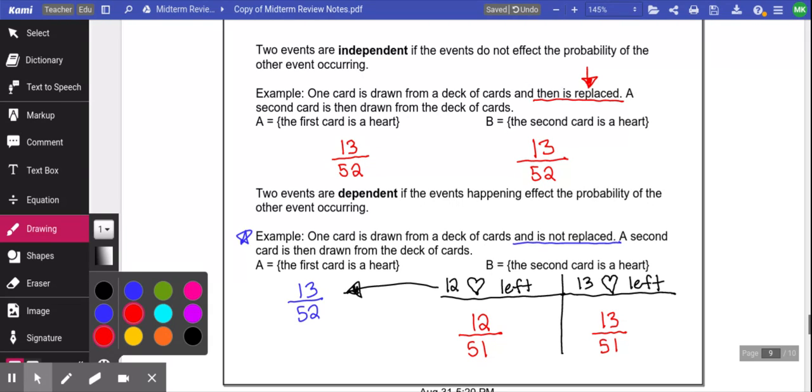Either way, event A has had some sort of effect on event B happening. If event A did happen, my probability got lower for drawing a second heart. If event A didn't happen, if the first card wasn't a heart, then the second card actually becomes more likely. The probability got higher because now there are fewer other cards to draw from. So I have 13 out of 51 rather than this 13 out of 52 up here where I replace the card.